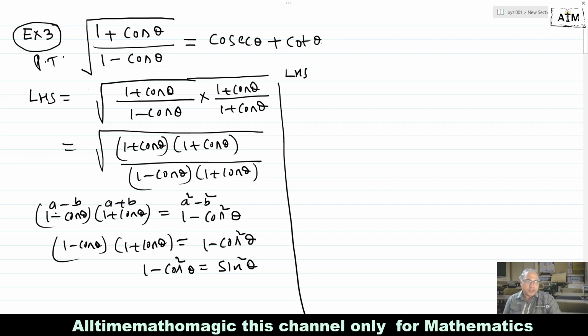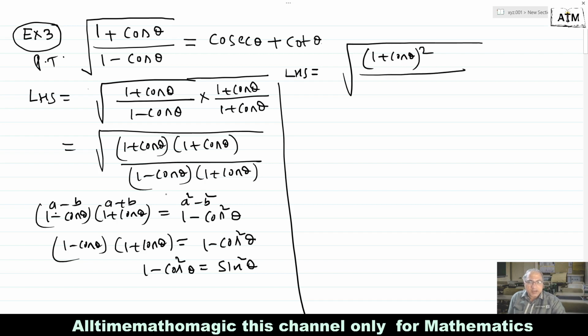Therefore LHS equals, the same bracket twice, therefore 1 plus cos theta whole square, and in the denominator 1 minus cos theta times 1 plus cos theta, 1 minus cos square theta. So that is equal to 1 plus cos theta whole square upon sin square theta.